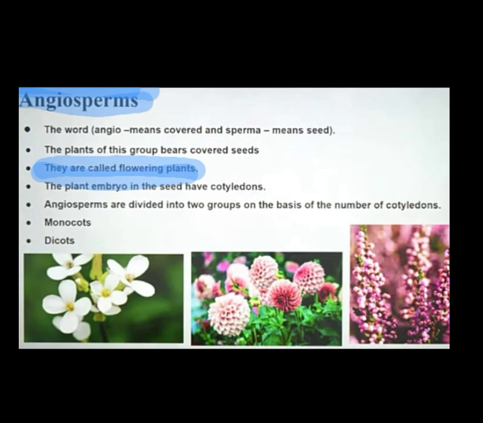And the plant embryo in the seed has cotyledons. Angiosperms are divided into two on the basis of the number of cotyledons. If an angiosperm plant has one cotyledon, it is a monocot, and if it has two, it is a dicot. So that's all about kingdom Plantae.